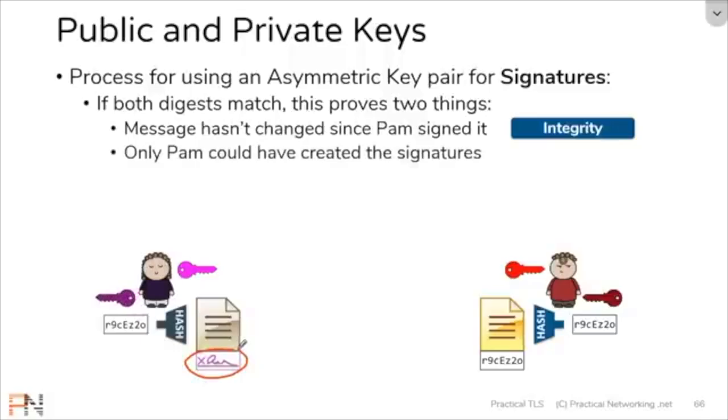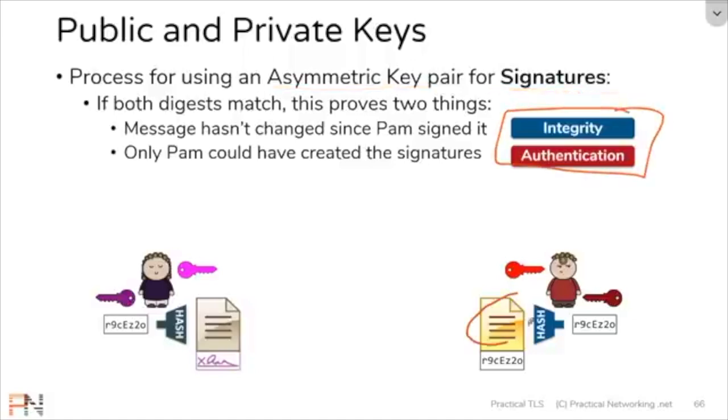This signature was created as a result of taking Pam's private key and encrypting this digest. Well, if Jim was able to decrypt something with Pam's public key, this proves it was definitely Pam's private key that signed it. And the only person in the world that has Pam's private key is Pam. This gives us authentication. So using an asymmetric key pair to generate signatures in this way gives us both integrity and authentication for the content that was signed.